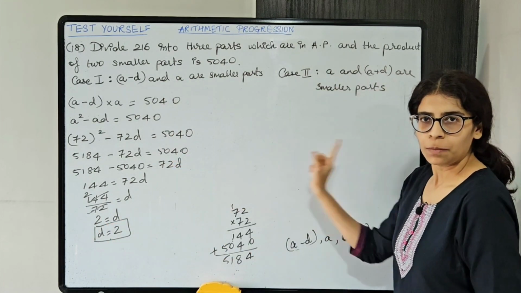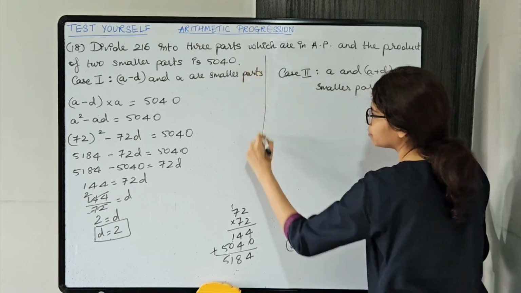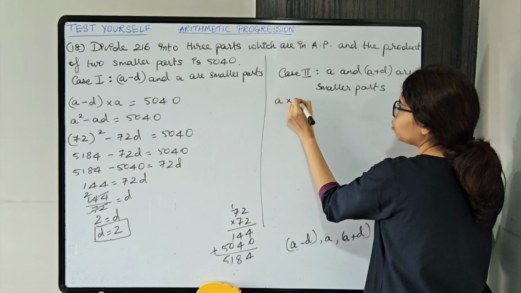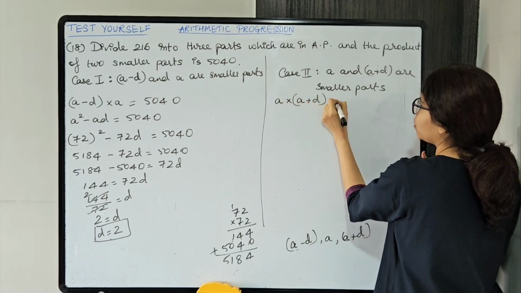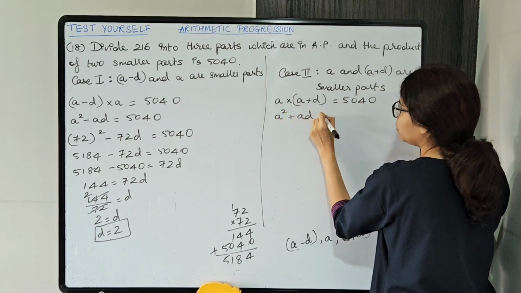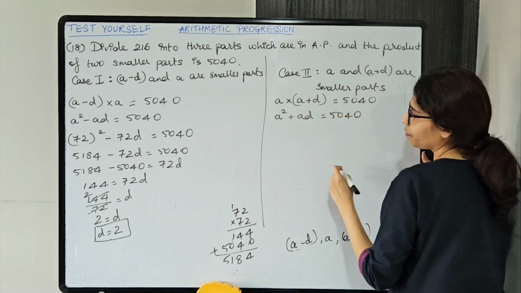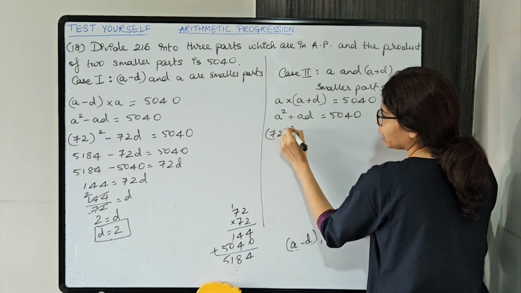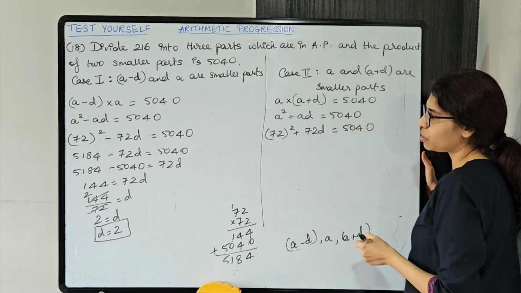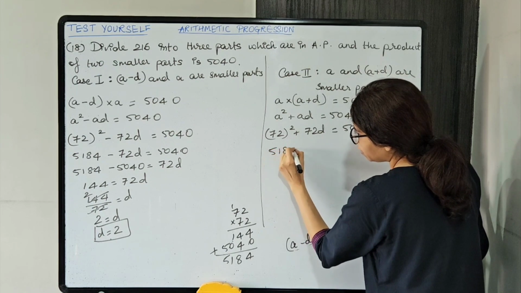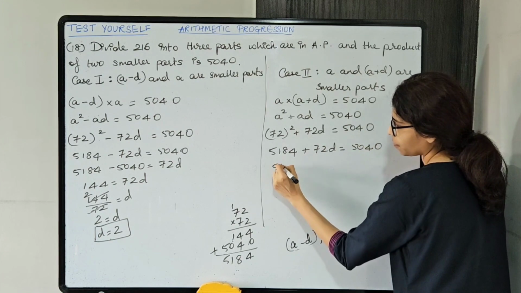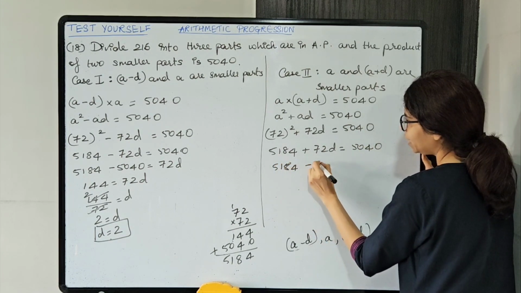ओके, यहां पे देखते हैं a and a plus d are smaller parts. So a into a plus d will be equal to 5040. So a square plus ad will be equal to 5040. That is 72 का square plus 72 into d, 72d is equal to 5040. This we got as 5184 plus 72d is equal to 5040. यहाँ पे सॉल्व करके हम लोग को d मिलेगा -2.